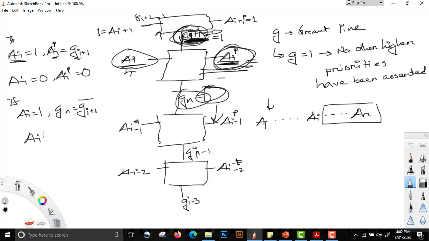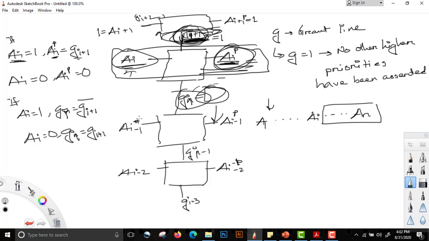If Ai is equal to 0, it means this thing hasn't been asserted. If this thing hasn't been asserted, Gi will remain the same as Gi plus 1. That is, if it was 0 here, it will remain 0. If it was 1 here, it will remain 1. So this is basically the logic that we'll be implementing.